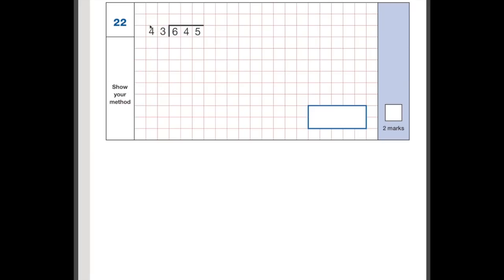Number 22 is checking your knowledge of long division. So we start with this number here. We have 43. How many times does 43 go into 6? We work our way across. 43 doesn't fit into 6, so we put a 0.